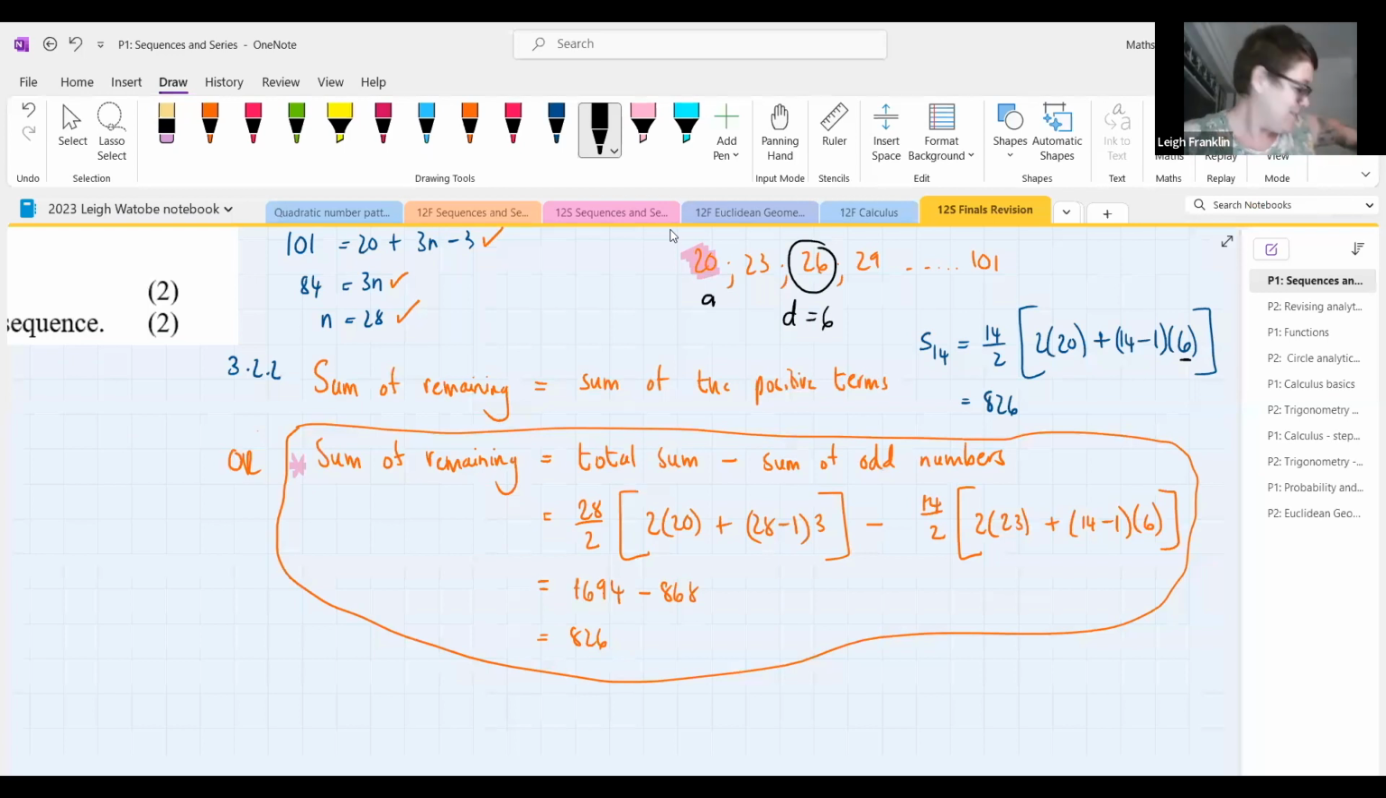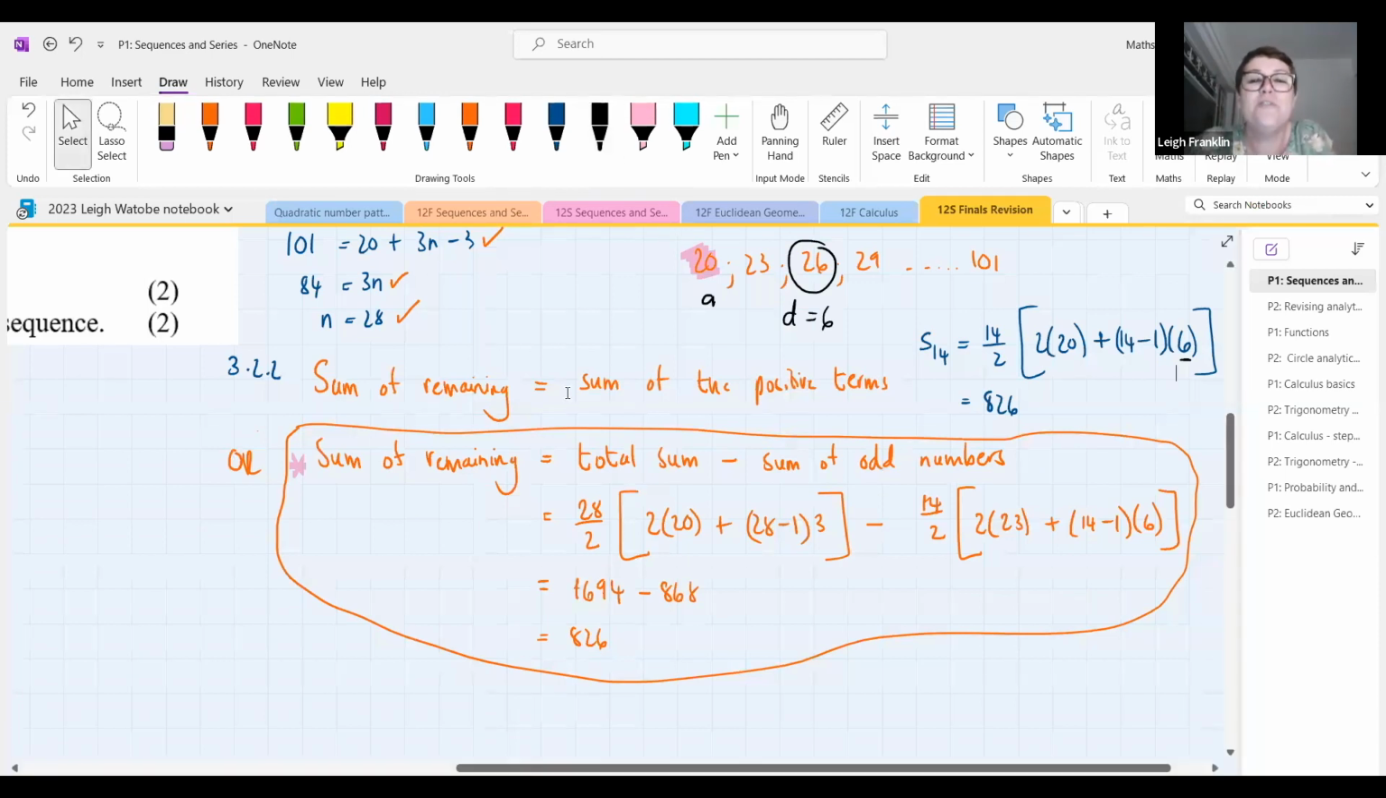Oh, thank you, ma'am. Oh, it's a pleasure. Yeah, that's what I thought your mistake would have been. So the difference between the even terms is 6. The difference between the odd terms is also 6, but the difference between the odd and the even numbers is 3.